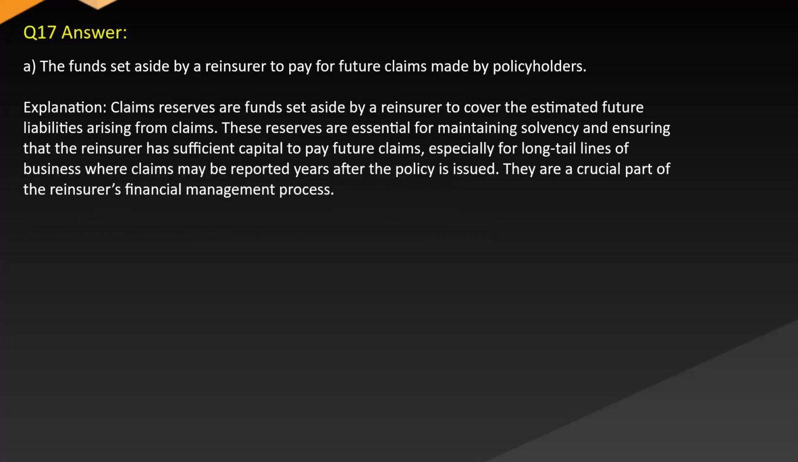Answer A. The funds set aside by the reinsurer to pay for future claims made by policyholders. Explanation: claims reserves are funds set aside by a reinsurer to cover the estimated future liabilities arising from claims. These reserves are essential for maintaining solvency and ensuring that the reinsurer has sufficient capital to pay future claims, especially for long-tail lines of business where claims may be reported years after the policy is issued. They are a crucial part of the reinsurer's financial management process.